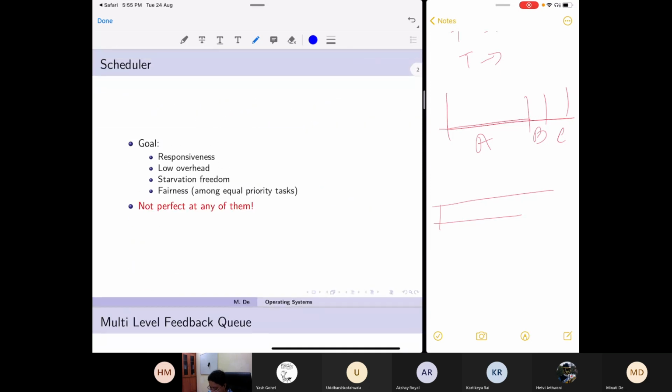You will see. So what is the main goal? If you understood the scheduler so far, your scheduler should be very good with respect to these parameters. Responsiveness should be very low, there should be low overhead, and it should be starvation free. We'll see in more detail what we mean by starvation. And it should be fair. So far we have seen three algorithms only, and none of them is perfect at all of these. We don't have any one which is perfect at all of them.